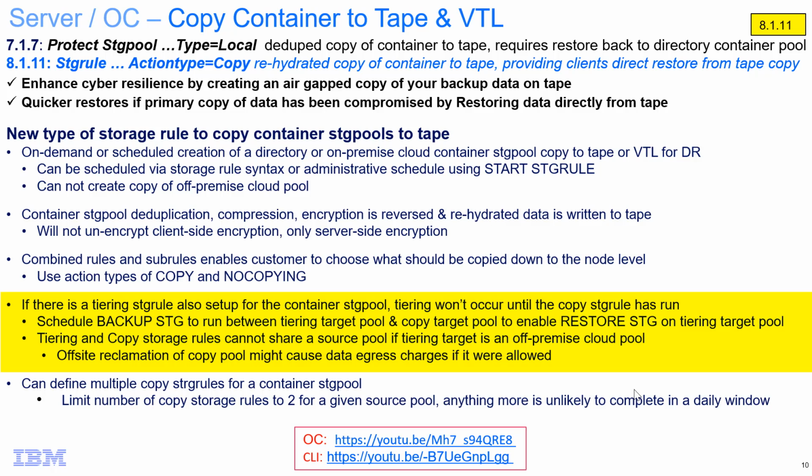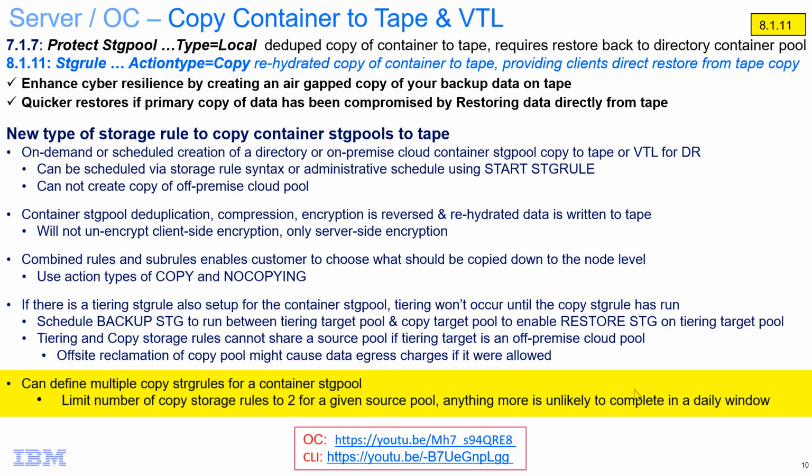Now, you can define multiple copy storage pools for a container storage pool. So if you did want multiple copies, maybe one out to tape, one out to VTL, you would simply define multiple copy storage rules for that same directory container pool. However, looking at the amount of time and effort it takes, you really have to figure that into your daily schedule and make sure you can accommodate that, especially if you're looking to do more than 2 copies from that source pool, because it simply might not fit into your daily window.